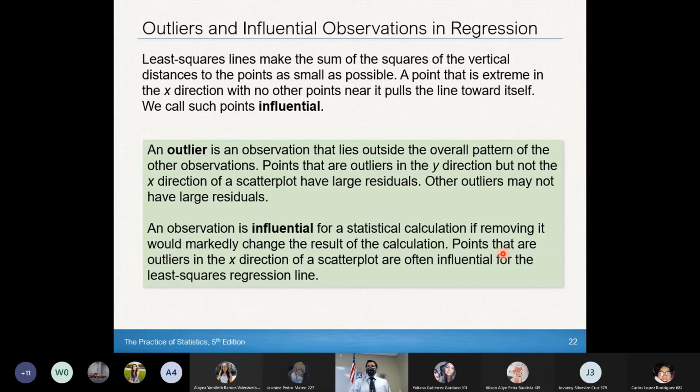An observation is influential for a statistical calculation if removing it would markedly change the result of the calculation. Points that are outliers in the x direction of a scatter plot are often influential for the least squares regression line. So this is making a differentiation between points that are outliers in the y direction and points that are outliers in the x direction in relation to the overall pattern of the data. They have a slightly different effect.